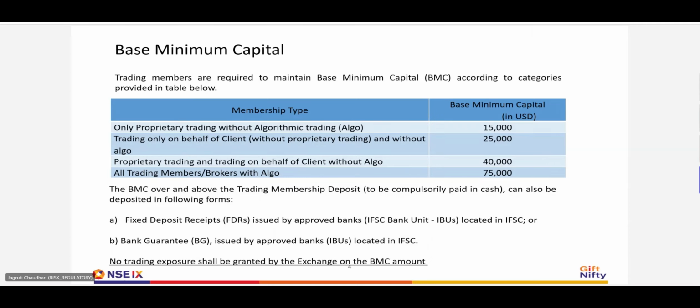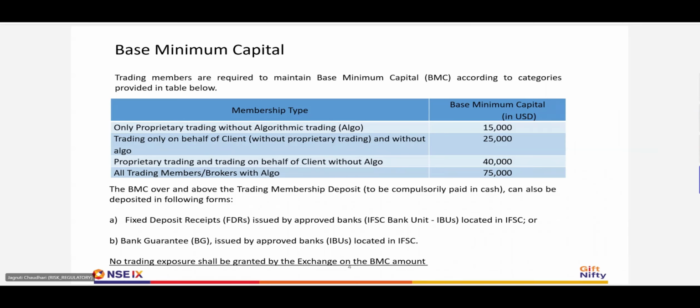So the majority of members have shown their interest in fixed deposits from the banks who have their presence in the IFSC. So from the IBUs we receive, there are 6 banks who have been authorized to issue the FDRs and the bank guarantees. Now, there won't be any exposure to the trading limit with the BMC. We get queries sometimes whether any trading exposure will be given against the BMC amount.